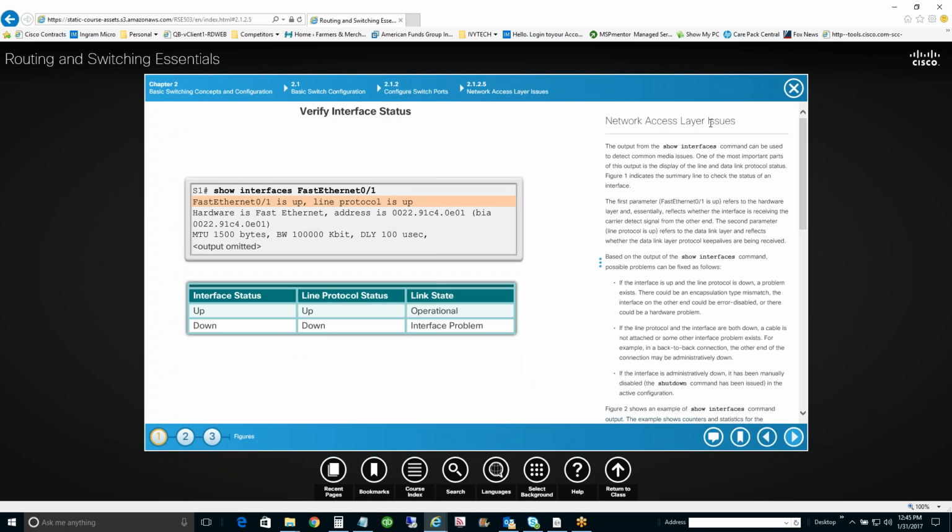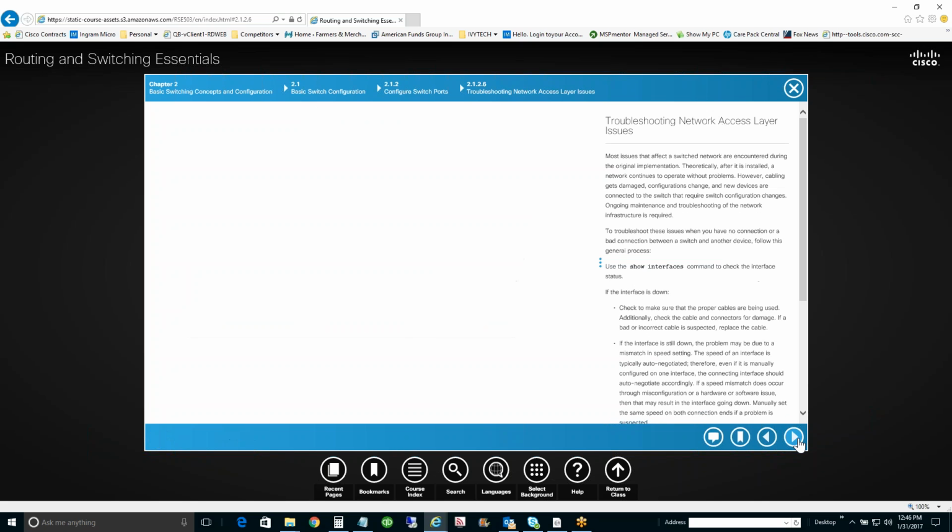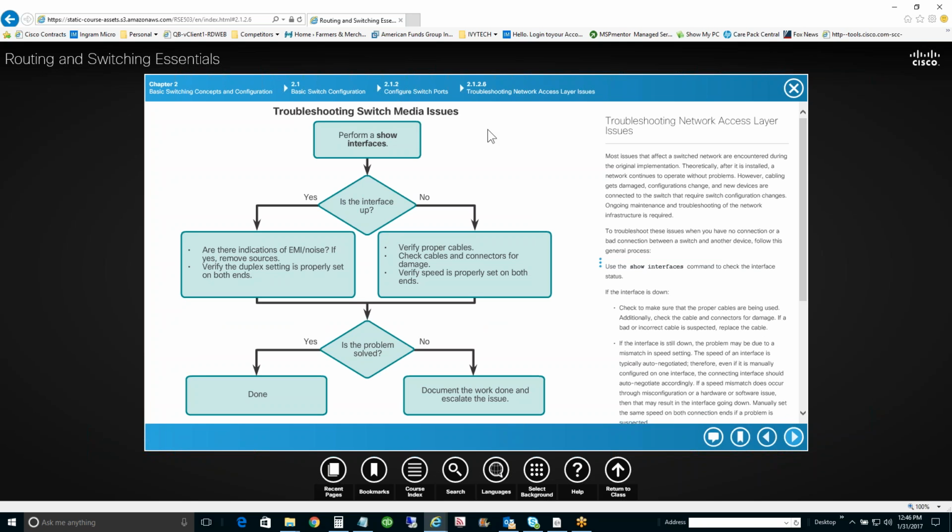They talk about network access layer issues and how to troubleshoot by looking at the network interface status using the show interfaces command. That's a good thing to make sure you understand what's going on there. Nice little troubleshooting diagram there that is good to help you sort through things. It might be a good thing to take a snippet of and put it on your desktop so that if you're trying to troubleshoot issues, you can do that.